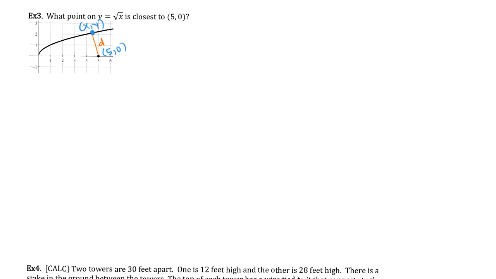Okay, let's write an equation for d. d is the distance from (x, y) to (5, 0). So let's use the distance formula. Distance formula is subtract the x's and square them, subtract the y's and square them. Okay, and then because I want to make this all into one equation, I'm going to plug y equals square root x, square root x in for y, so I can simplify the equation.